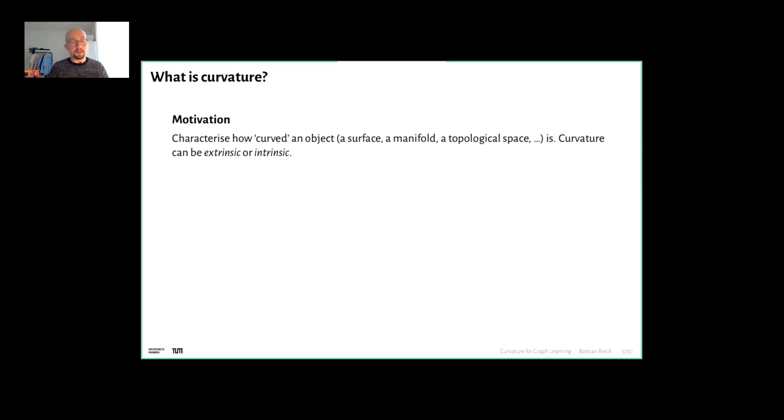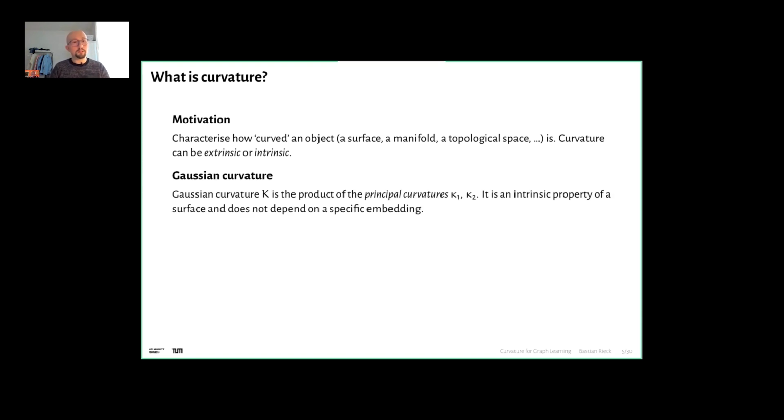Curvature can be considered either an extrinsic property or an intrinsic property. There's a famous theorem by Gauss that tells you that the Gaussian curvature, the product of the principal curvatures, is actually an intrinsic property of the surface, so it does not depend on a specific embedding. And of course, classically speaking, as a topologist or someone interested in applied topology, I care a lot more about intrinsic properties of the data, because it is possible that my given representation of the data does not really fit with the task at hand.